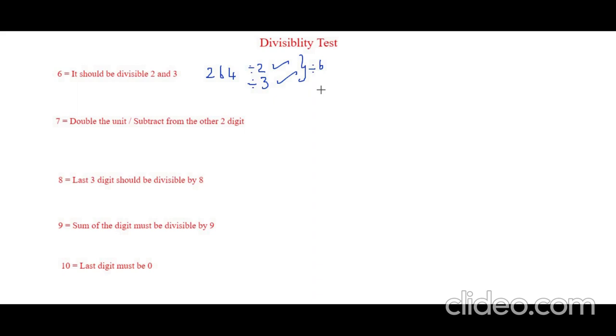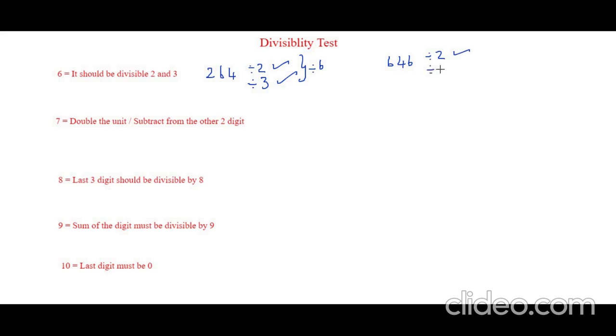Now let's take another example: 646. Here again we will check the divisibility test of 2 and 3. The divisibility test of 2 is that the number should be even. Yes, it is an even number, so it is divisible by 2.